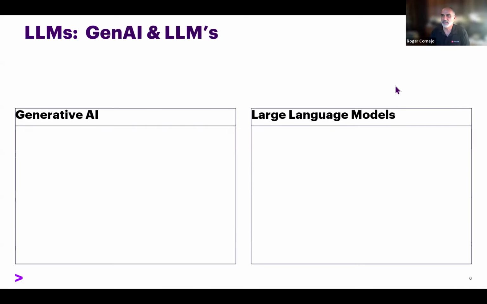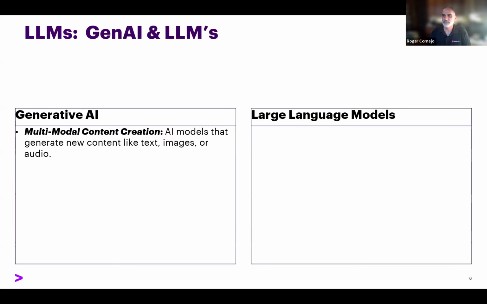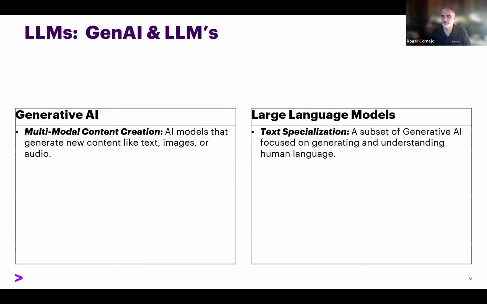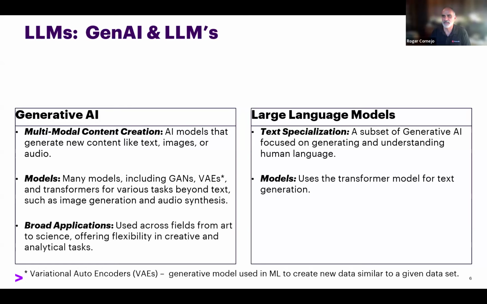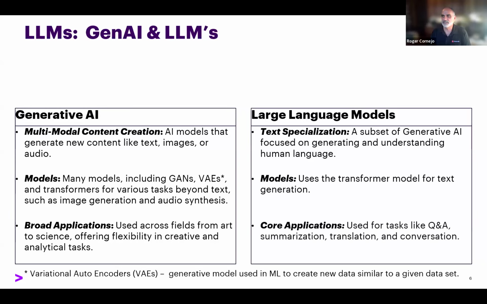So just comparing generative AI and large language models quickly, generative AI is really for multimodal creation. That would include not just text, but images and audio, those kinds of things. Whereas large language models are specific to text generation of human language. And so there are lots of models. I did mention the generative adversarial network, whereas large language models are really focused on the transformer model for text generation. So there's a broad application; generative AI can be used for the art field and a broad range of applications. Whereas the core applications for large language models are more like question and answer type applications like ChatGPT, summarization, translation, conversion, so language translation, etc., and conversation.